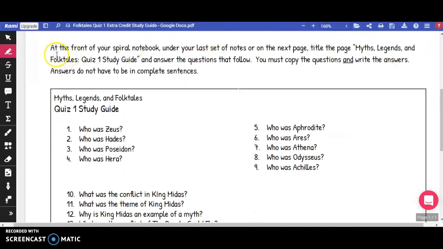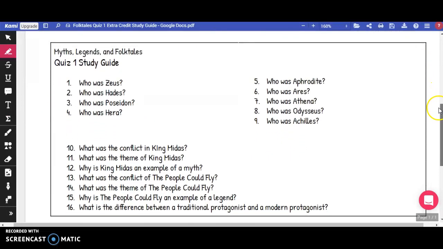It says, at the front of your Spiral notebook, under your last set of notes or on the next page, title the page Myth, Legends, and Folktales Quiz 1 Study Guide and answer the questions that follow. You must copy the questions and write the answers. Answers do not have to be in complete sentences. So I've given you an example here of how you'd set up the page. So Myth, Legends, and Folktales Quiz 1 Study Guide. Then underneath that, you would write each question and answer each question.